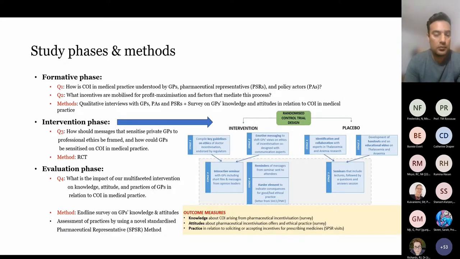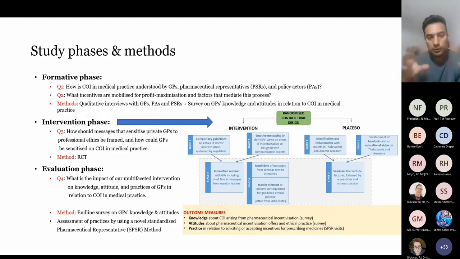Our research is being conducted in three basic phases: a formative phase, an intervention phase, and an evaluation phase. And we have 4 research questions to deal with. The first 2 questions, we are attempting to answer them through the formative phase. That includes qualitative interviewing with GPs, with some policy actors, with some pharmaceutical sales representatives. And we also conducted a survey on GPs' knowledge and attitudes in relation to conflict of interest in medical practice.